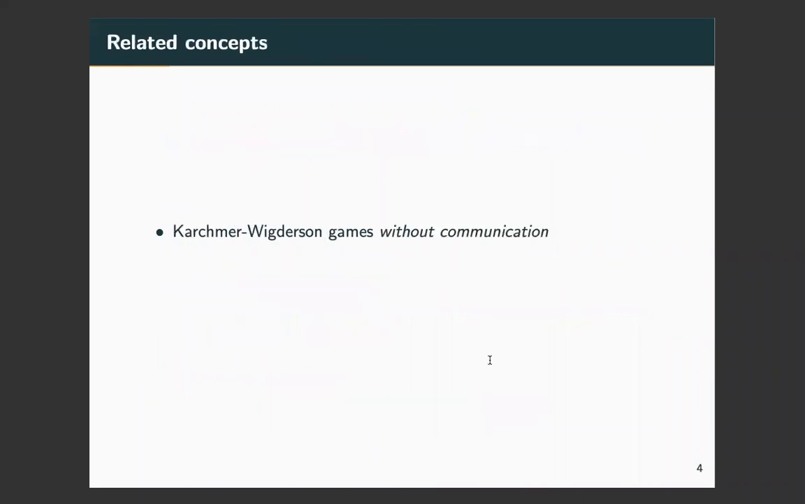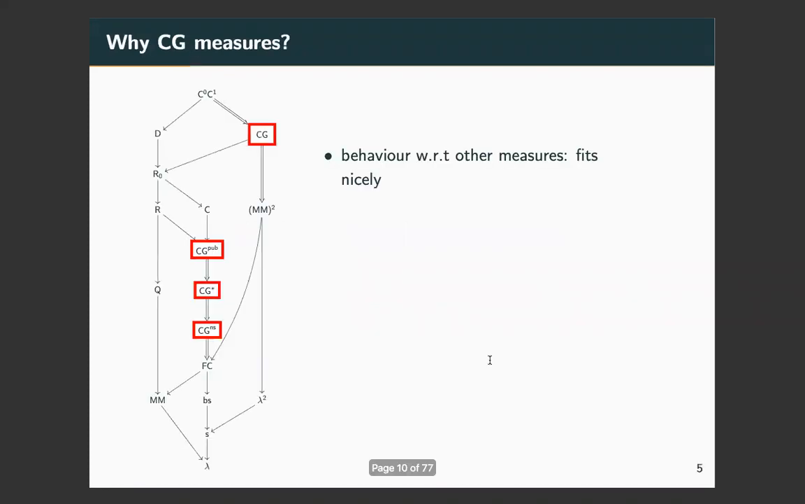Certificate games are related to various concepts that have appeared in the literature. They are similar to Karchmer-Wigderson games, except the players are not allowed to communicate here. They are also related to non-local games, but the objective function is different here. So why do we consider CG measures? The most important reason is that when we consider its behavior with respect to other measures, it fits in nicely in the landscape of complexity measures.